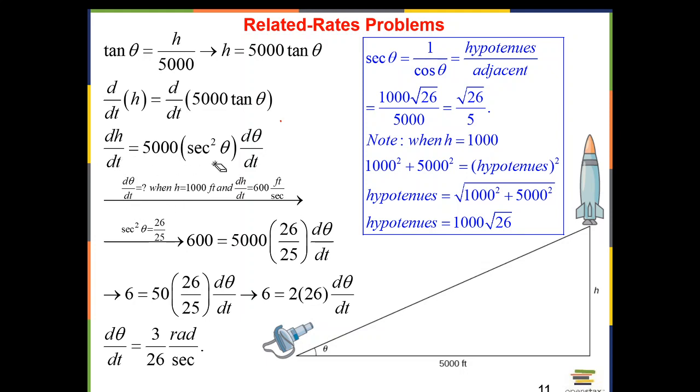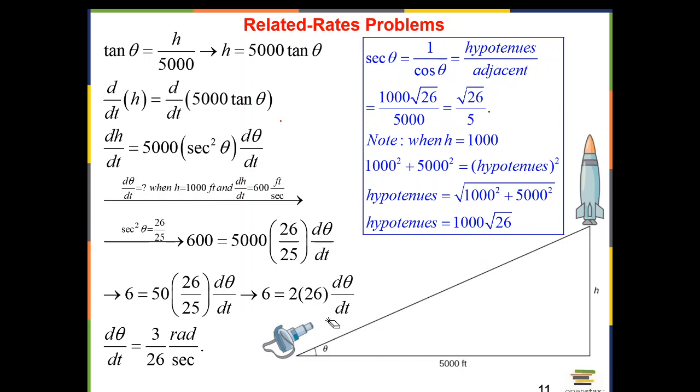So, one, two, three unknowns. So we need to find them. What are we given? We are given h, and we are given dh/dt. We want to find d theta/dt, how fast the angle is changing. But we are given h, but we're not given secant squared theta. Well, we have to figure out how to get to secant squared theta from h equal to 1,000.